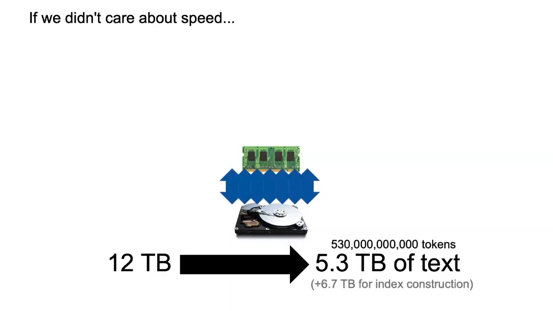So you could think, okay, let's just read and write from the disk. In fact, I even took 12 terabytes of disk, I was more optimistic. And now you fit 5.3 terabytes of text, so 530 billion tokens. This basically fits much more, but of course it's a disk, so it's much slower than the memory. But you see the problem with that.